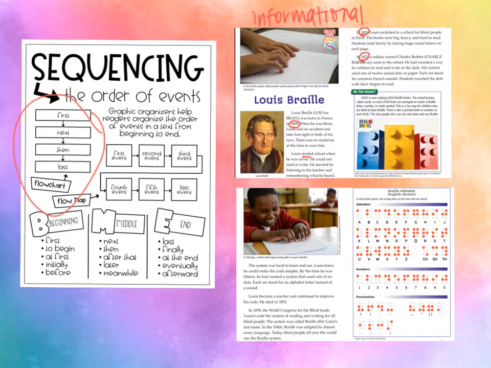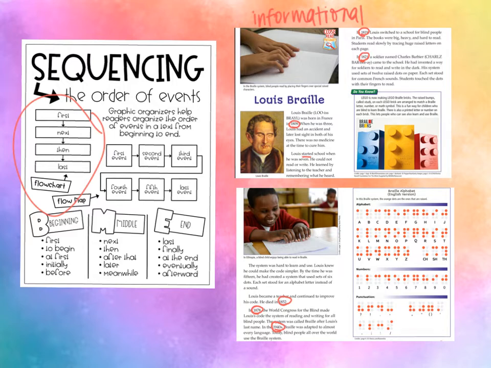Let's go to the next page. Oh, I see another date right here. That looks like it's important. And we've got another date. Okay, so as I'm looking through this, oh, here's another one. So as I'm looking through this, the words that I have found so far are all guiding me to think that the structure of this text is sequencing. Would you guys agree with me?